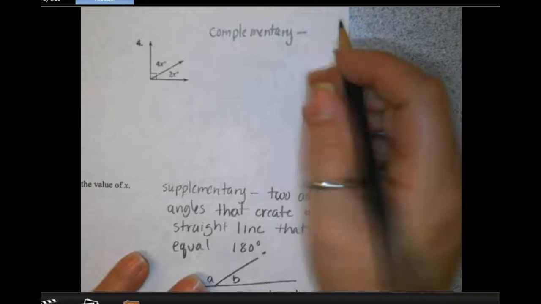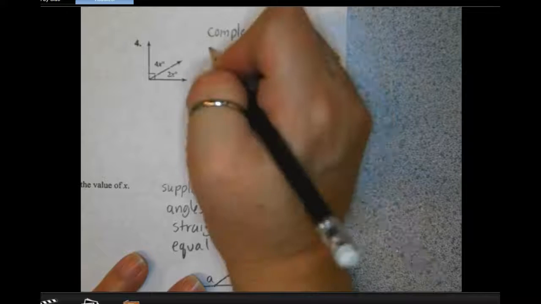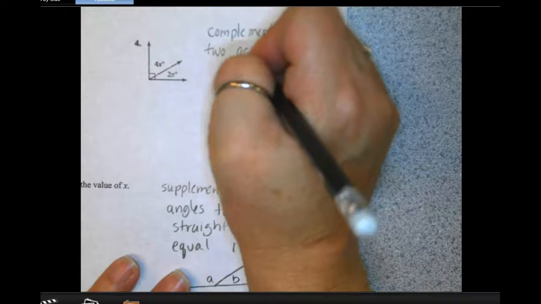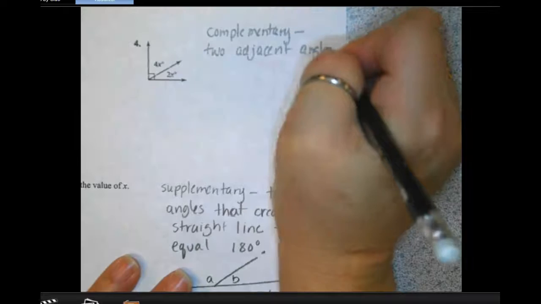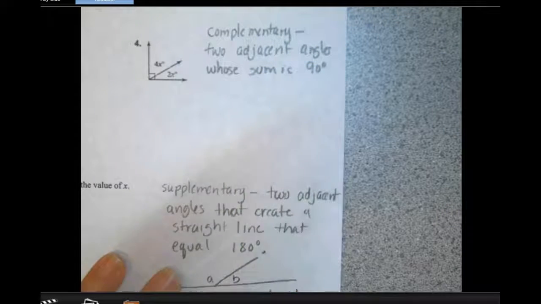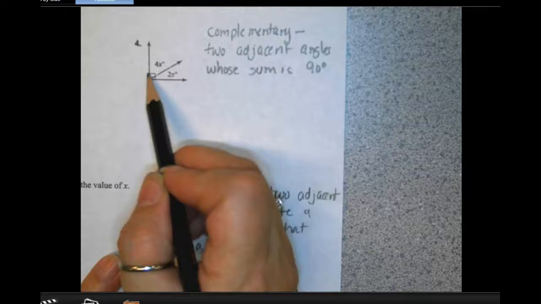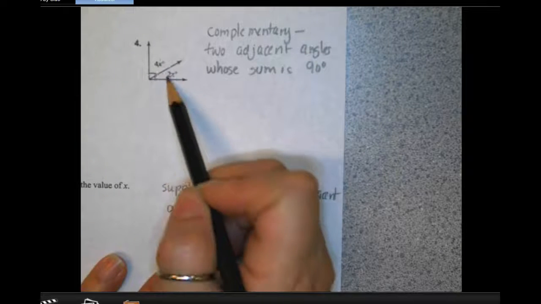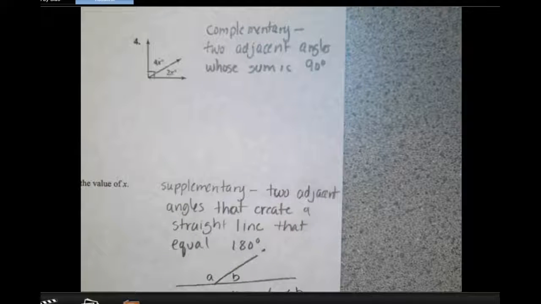So complementary angles, listen carefully, are two angles, two, again, adjacent angles. That means they're touching, whose sum, that means when you add them up, is 90 degrees. You see this little box here? That represents a right angle, which is 90 degrees. And these angles here, which are touching, are complementary.